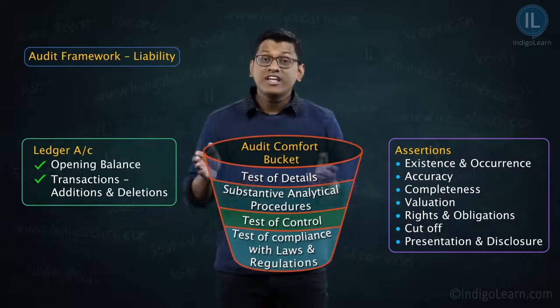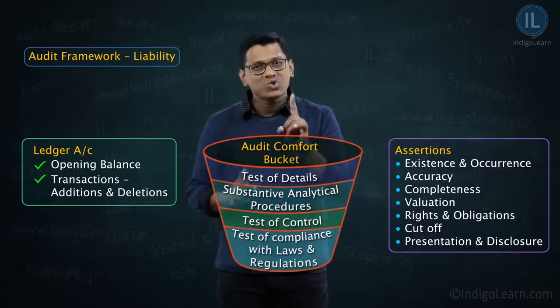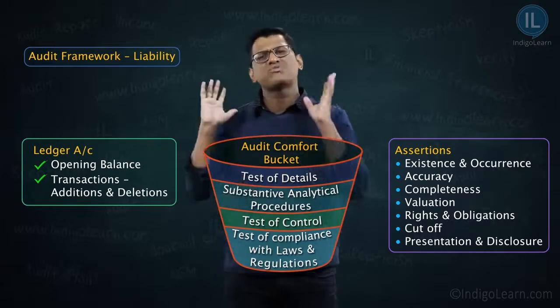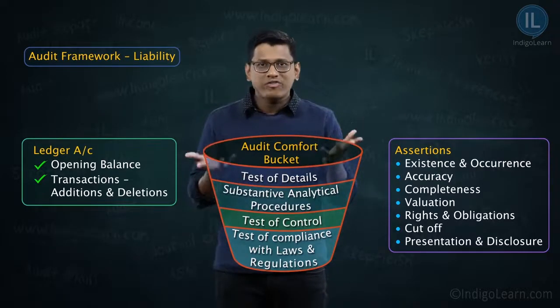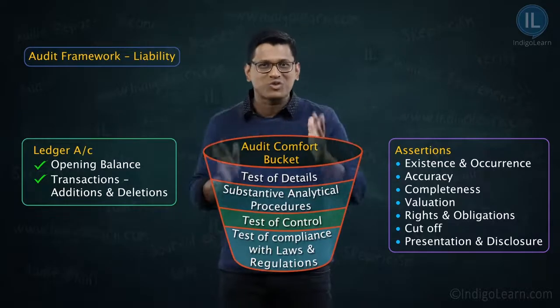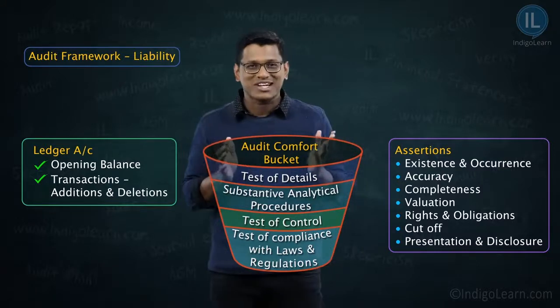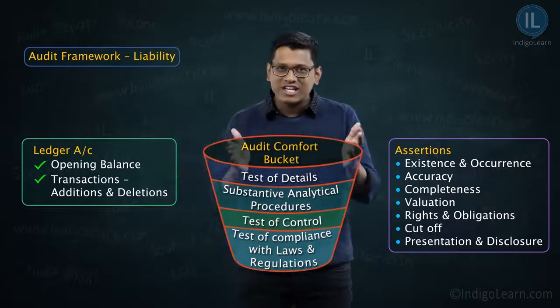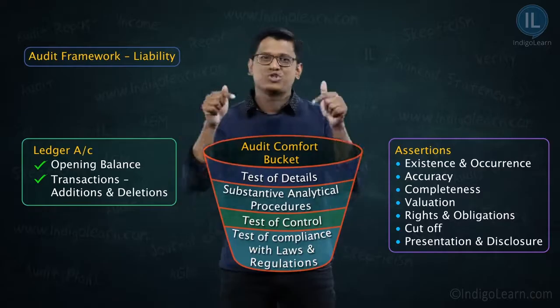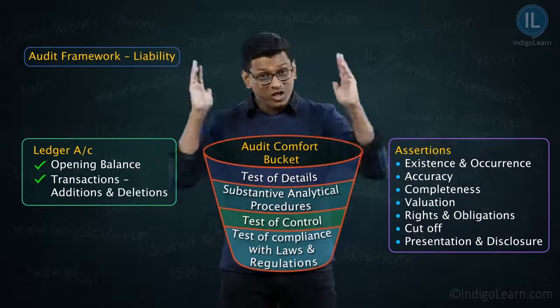Then cutoff. See, cutoff is an assertion which is only for transactions which have occurred during the period. So if a loan was taken during the period, then there will be a cutoff assertion which you can check. If a loan was repaid during the period, the cutoff assertion can be checked. So basically, if a transaction has occurred during the period, it should be recorded. If it has not occurred, it should not be recorded. As simple as that. You are checking that.